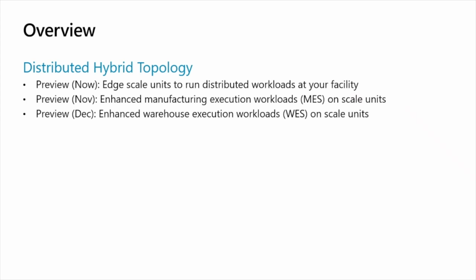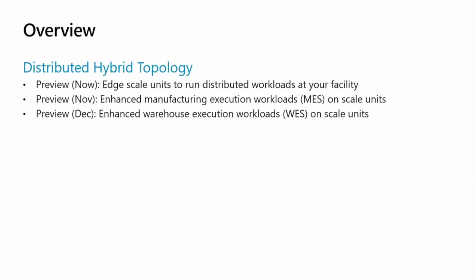But what we have coming in this space is support for the edge scale units to run the workloads for this architecture. I believe we did mention this in our Wave 1 presentation, but this is the support for the on-prem devices. Those are the edge scale units. And then we've also got some enhancements coming in both our manufacturing and our execution workloads for the scale units. So we refer to those as MES and WES.